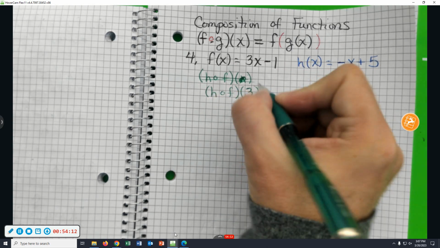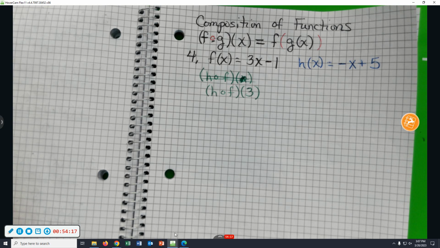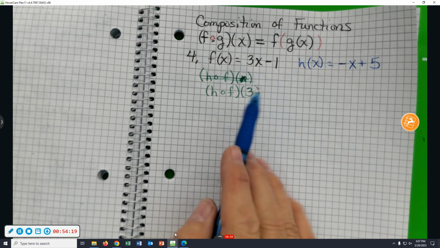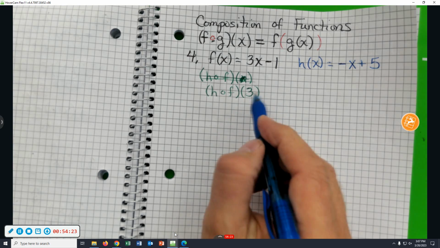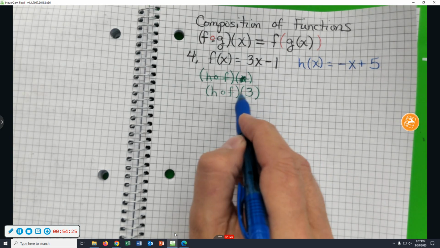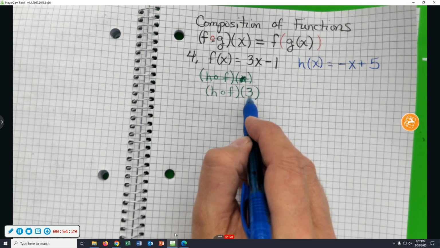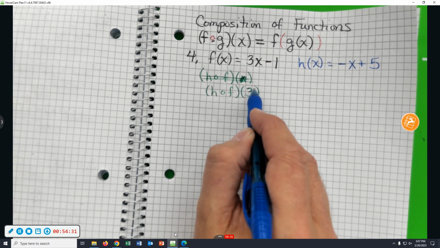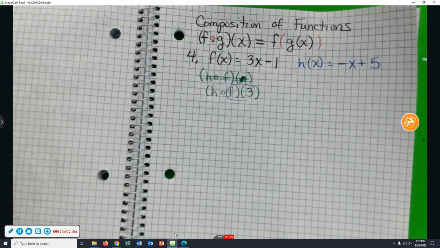There. There's supposed to be a 3 in the parentheses. Okay. You start with the number 3. Take the 3, plug it into the function beside it. So take the 3, plug it into f. You're finding f of 3. That's the first thing you're doing.